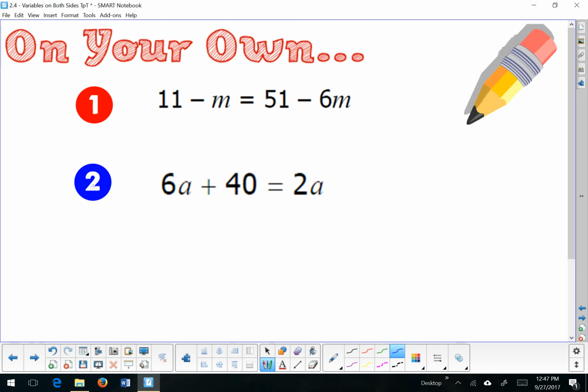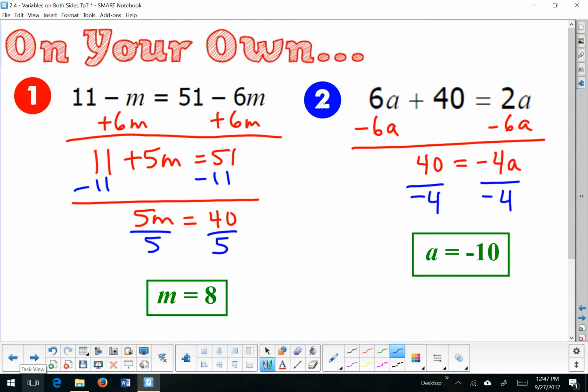Okay, now that you've had a chance to work the problems out on your own, let's take a look at the 2 solutions for examples 1 and 2. Now your work does not have to look exactly like mine. Remember, if there are 4 terms, there are 4 ways to solve this problem.